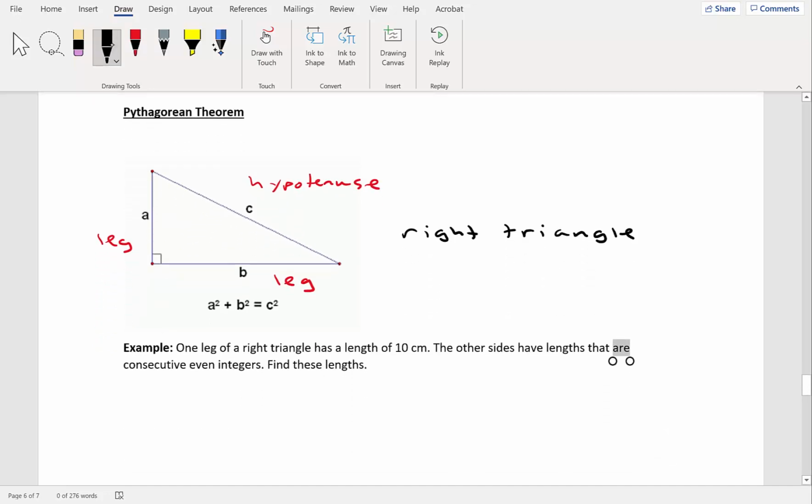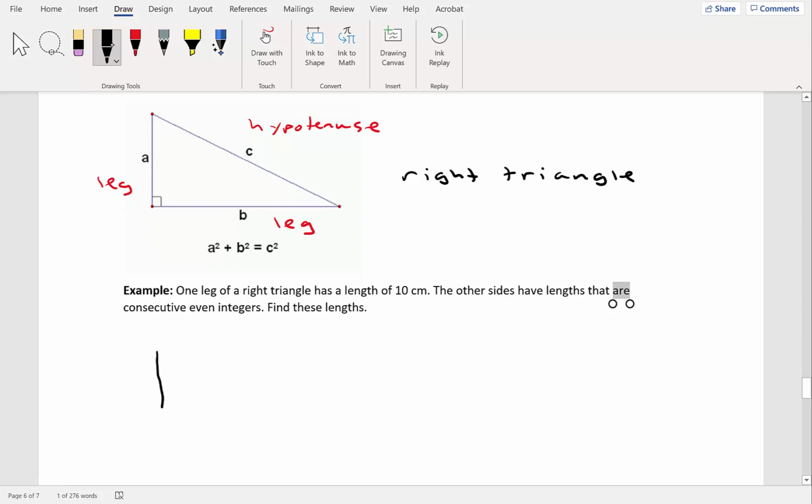So let's take a look at this example. We're given that one leg of a right triangle has a length of 10 centimeters. Then the other sides have lengths that are consecutive even integers. Find these lengths. Okay. So let's go ahead and draw our triangle. It's telling us that one of our legs is 10 centimeters. So let's let this leg be 10 centimeters. Then it says the other sides have lengths that are consecutive even integers. So what that means is, say if one of them is 4, the other one has to be 6. So that's what it means by consecutive even integers.